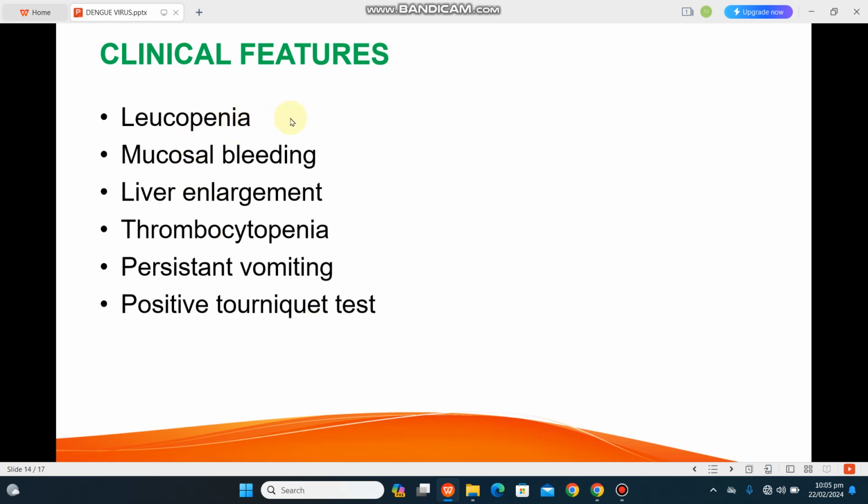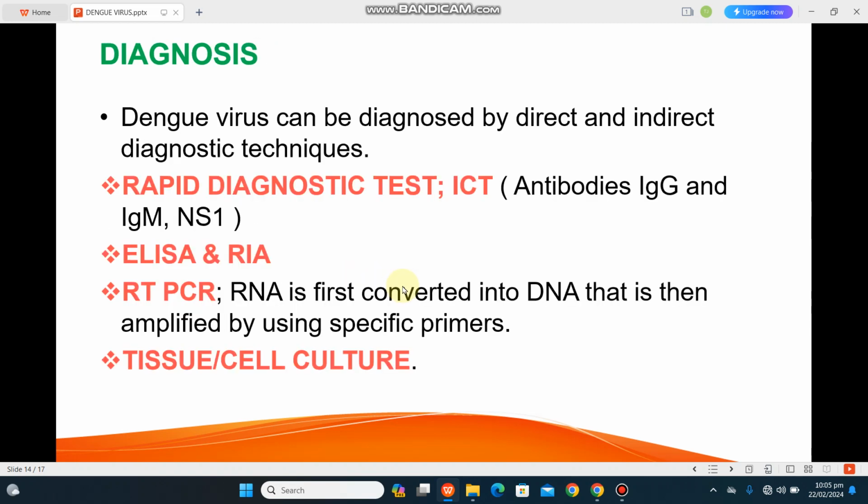Whenever a patient is presented in a clinic, there are some clinical features. There are leukopenia, basically a low level of white blood cells, mucosal bleeding, liver enlargement, thrombocytopenia, the decreased level of platelets, persistent vomiting, and a positive tourniquet test.